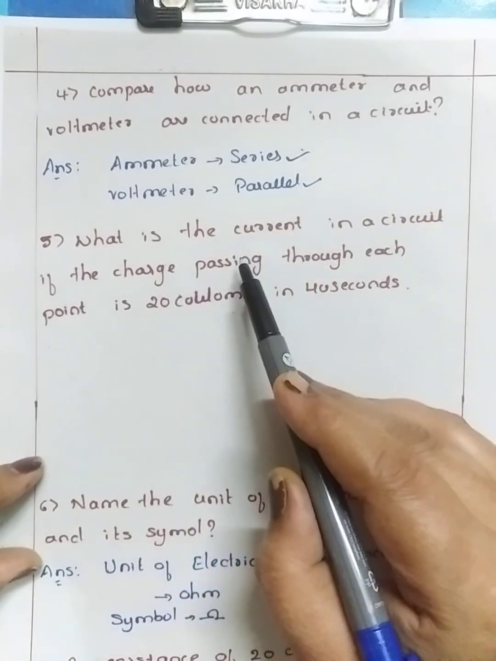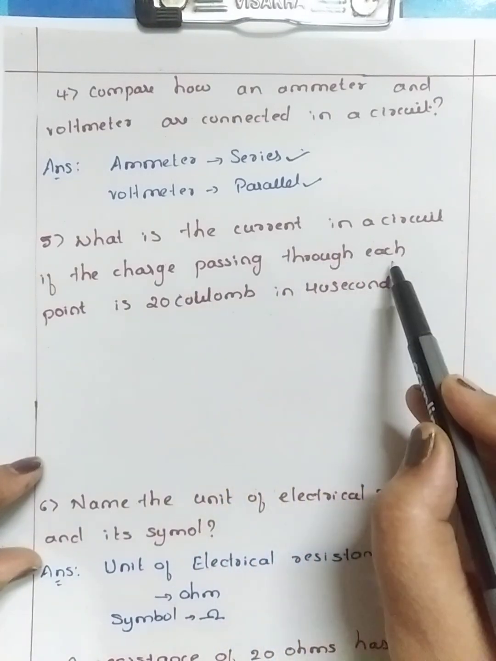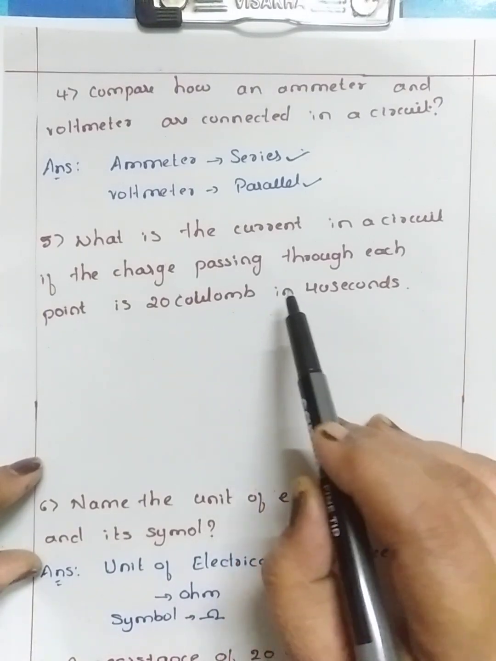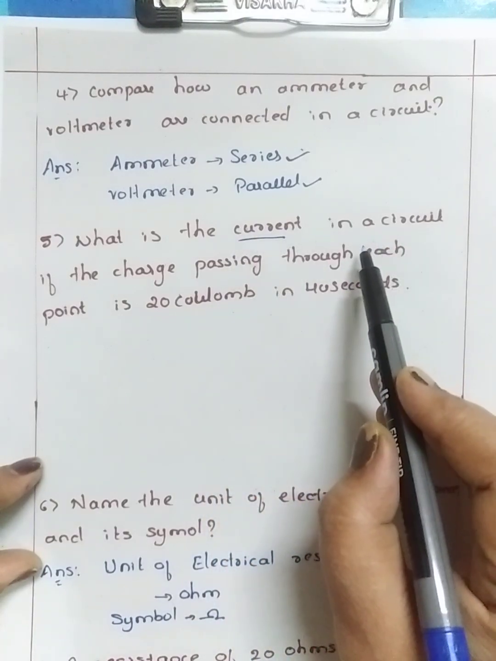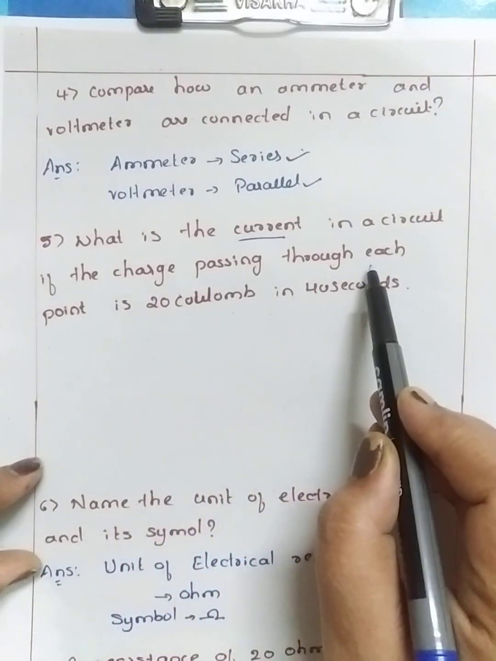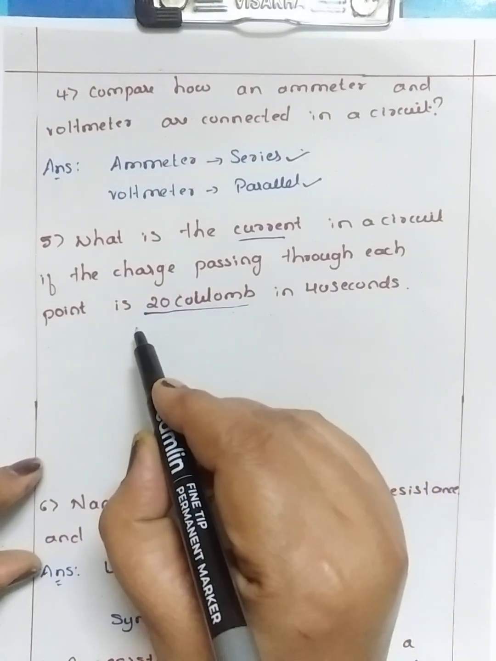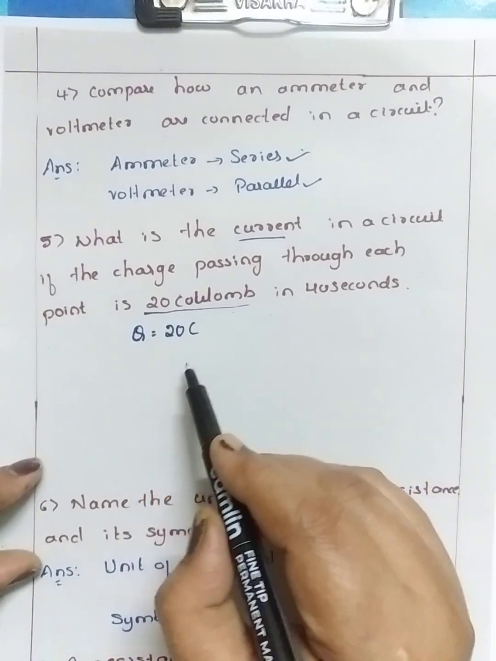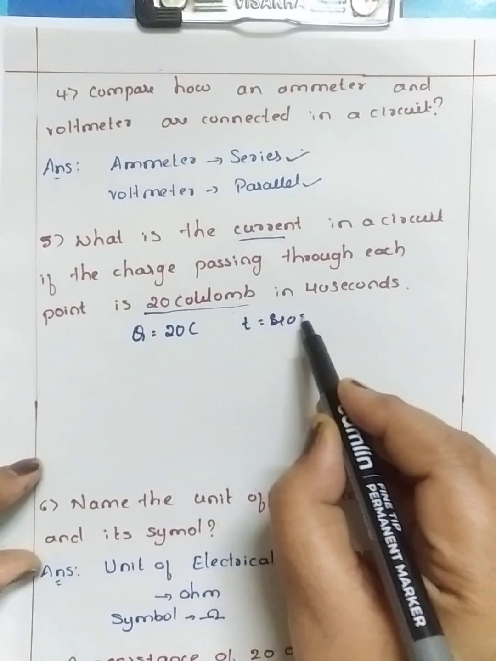Fifth question: what is the current in a circuit if the charge passing through each point is 20 coulomb in 40 seconds? So you have to calculate the current flowing in the circuit. What is there in the question? The charge passing through each point is 20 coulomb. Charge is denoted by Q, and it is 20 coulomb. Next is time, T, which is 40 seconds.